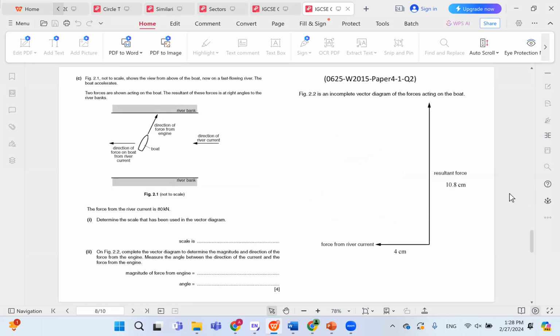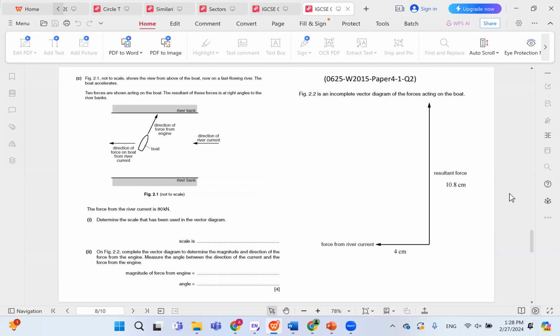Figure 2.1, not to scale, shows the view from above of the boat, now on a fast-flowing river. The boat accelerates. Two forces are shown acting on the boat. The resultant of these forces is at right angles to the river banks. The force from the river current is 80 kilonewtons. Determine the scale that has been used in the vector diagram.